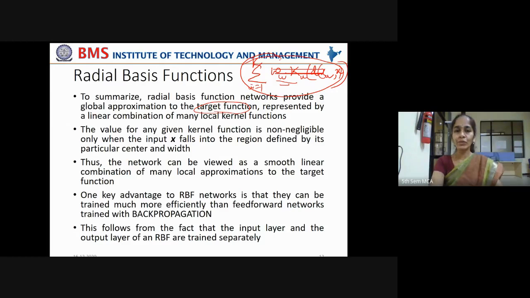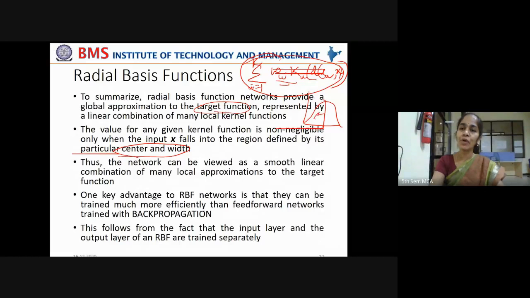Got it? Now the value for any given kernel function is non-negligible only when the input x falls into the region defined by its particular center and width. So the value for any kernel function is actually very important, but only when the input x falls into the region defined by the particular center and width. Only if it falls in this particular range, then that kernel function's value is very important. If it is falling outside a normal distribution range, then it is negligible.